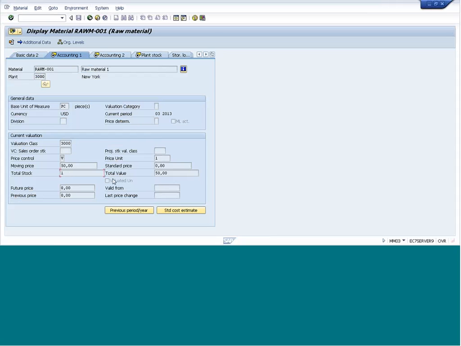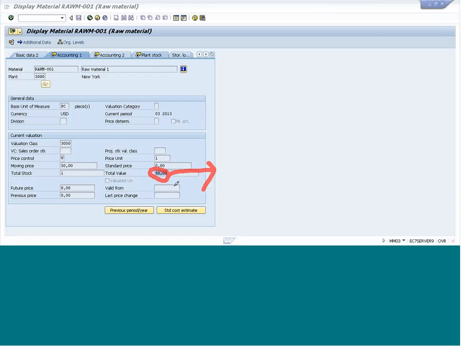So the value of that particular stock is now you are multiplying this 50, because this price control is V. Based on this price control, you are multiplying this moving average price times the total stock, which is the total value. So for your information, this particular value is the value which you are right now showing in your books, which means everything is perfectly synchronized, which means your $50 will be in your GL accounts. That is the value.